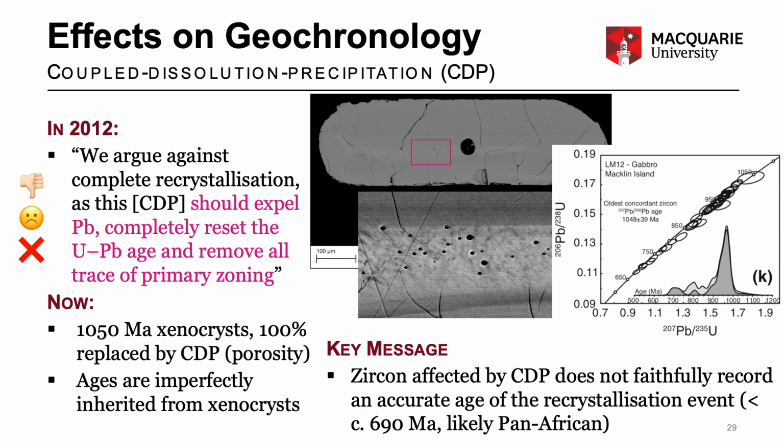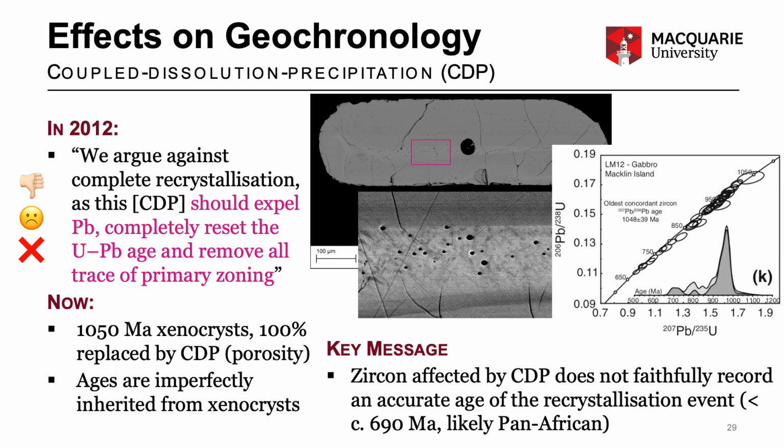So now what we would interpret is that those 1050 aged grains are just xenocrysts. And texturally, in some samples, like in the BSE image here that we collected last year, we can find evidence for porosity in the cores of some of the grains and in trails running through some of the grains. We now think that this porosity is telling us that there's been almost complete coupled dissolution precipitation replacement of these precursor grains. They're xenocrysts. And so the ages are imperfectly inherited from the xenocrysts.